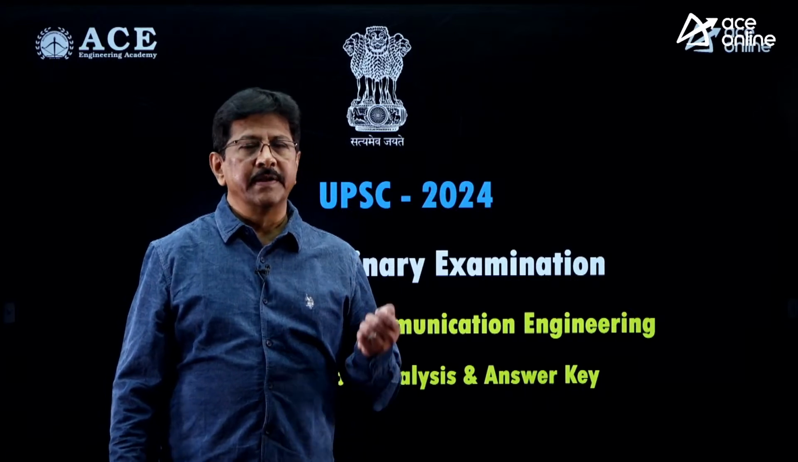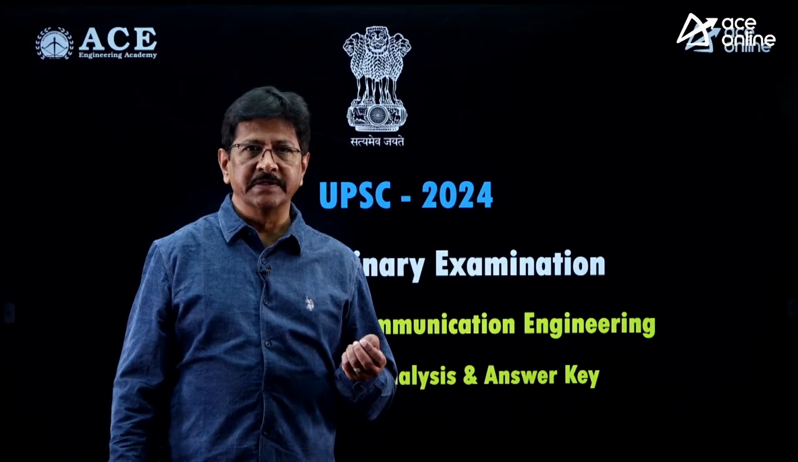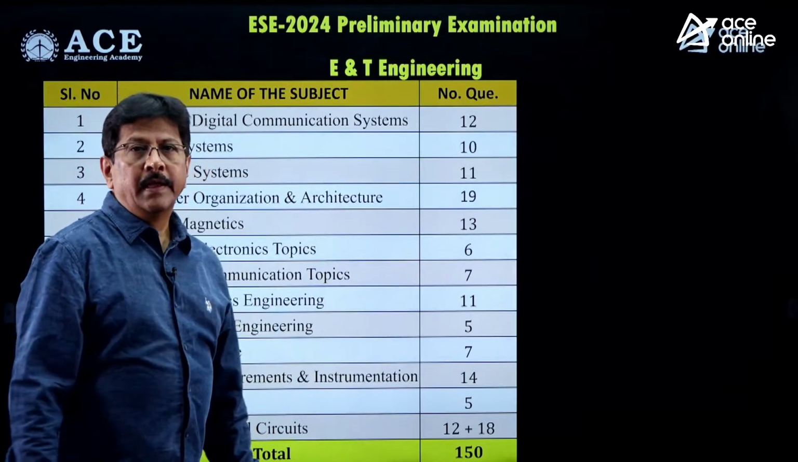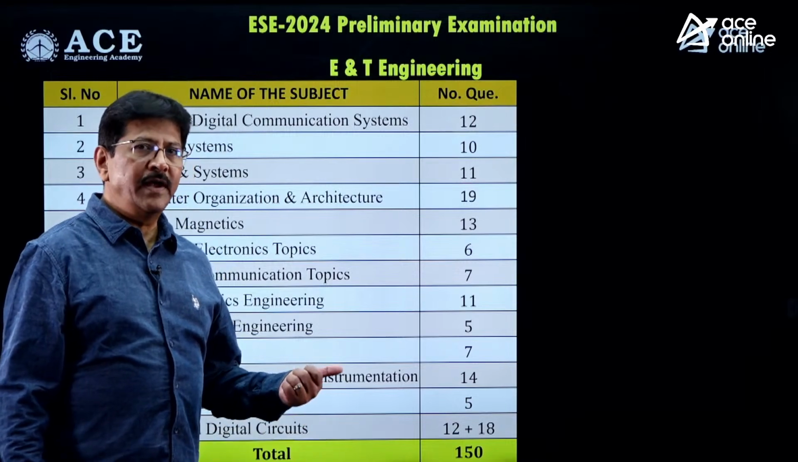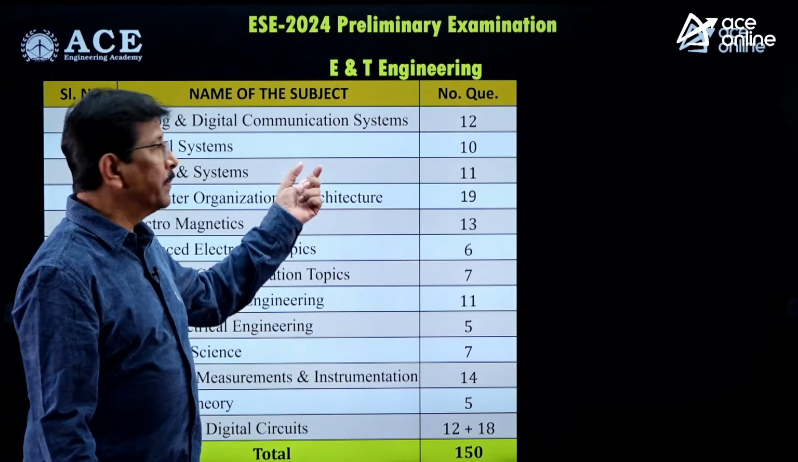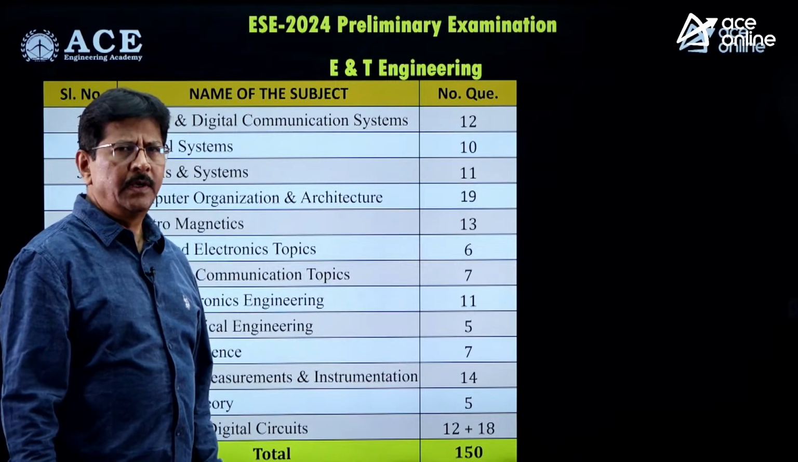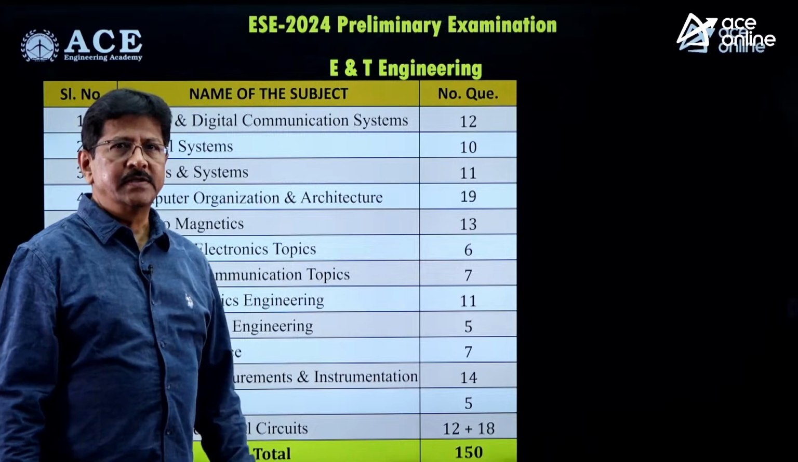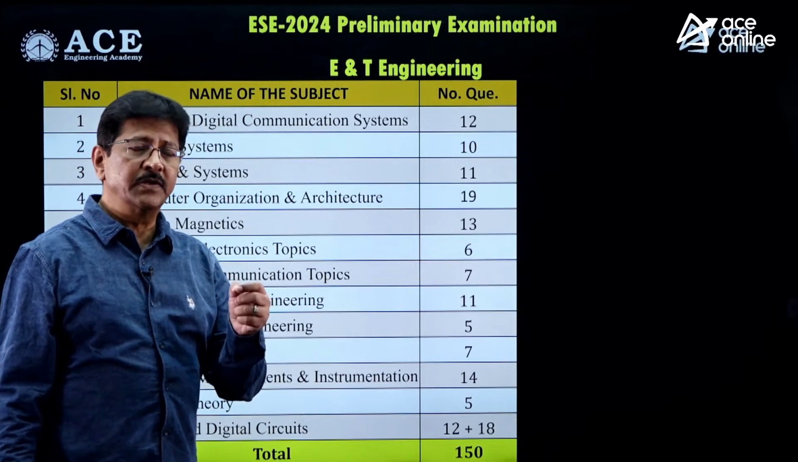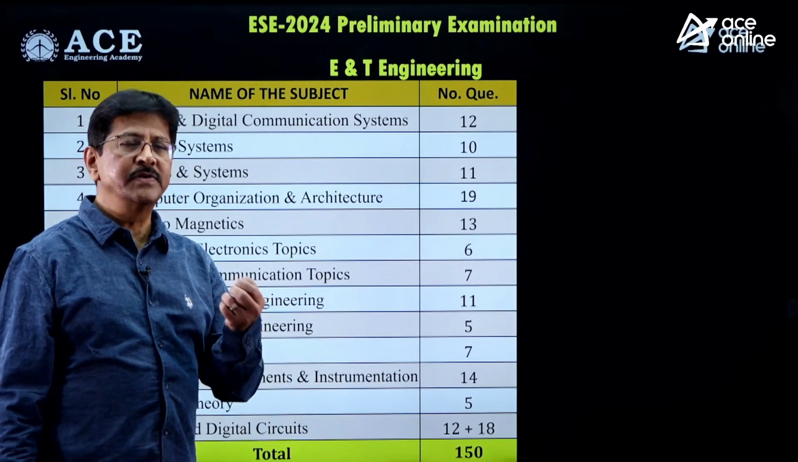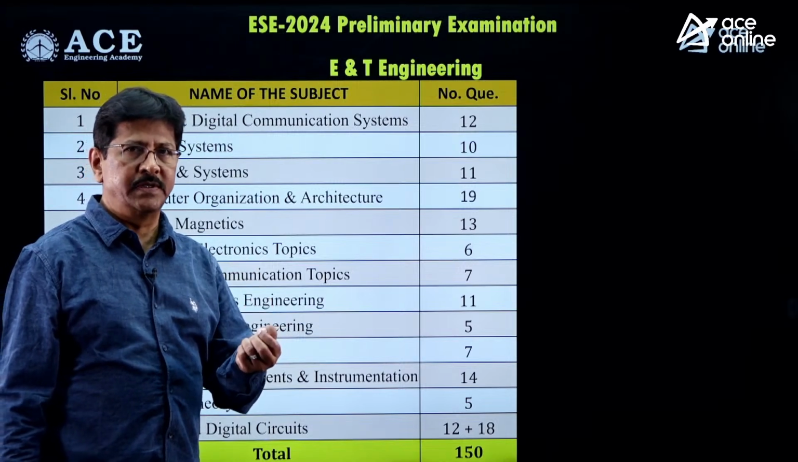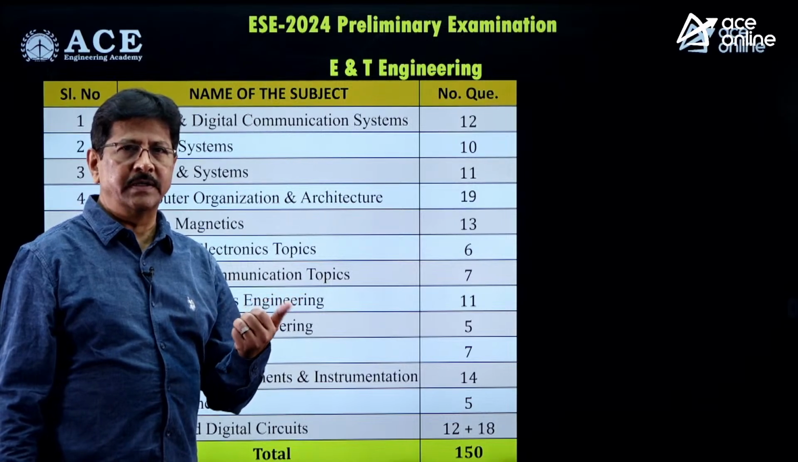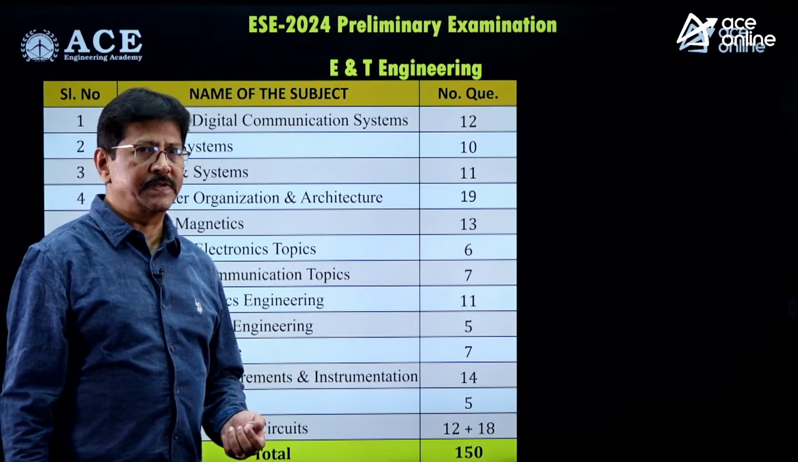Let's look at the number of questions that appeared in each subject in ESE 2024. The total number of questions is 150, and this is the number of questions in each subject. You can see almost all the subjects have got equal weightage. So we are going to discuss all the subject questions one by one, and you are going to see what the key is for those questions. I request my colleague to come and start the discussion on the questions. Thank you.